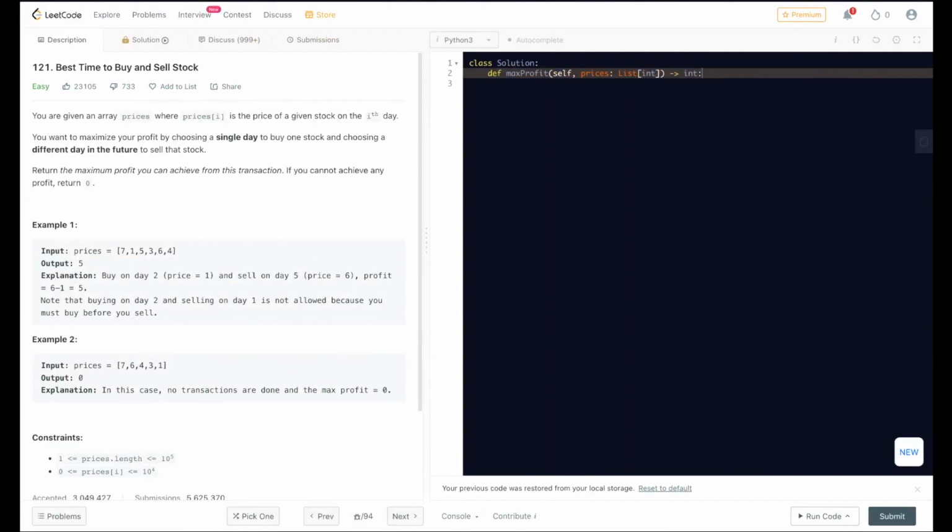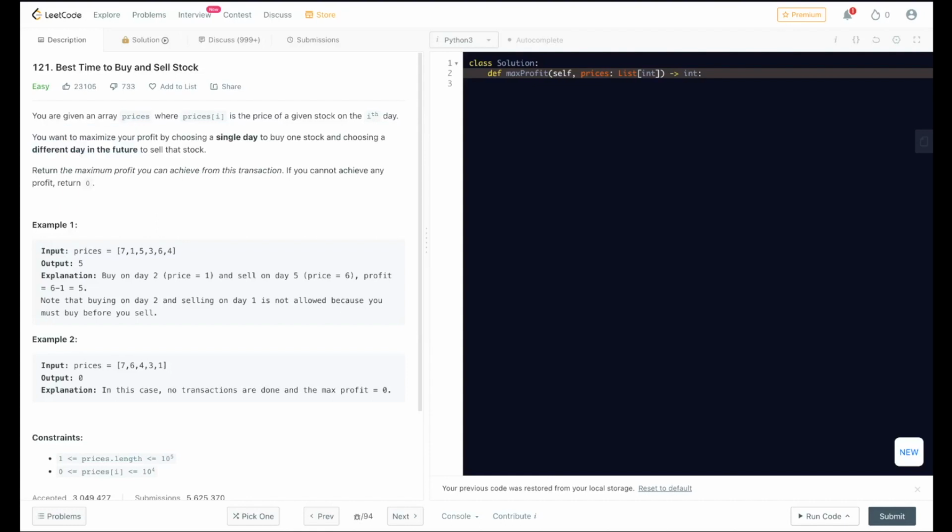Today we're going to be solving best time to buy and sell stock. The question prompt is as follows. You're given an array prices where prices at index i is the price of a given stock on the ith day. You want to maximize your profit by choosing a single day to buy one stock and choosing a different day in the future to sell that stock.